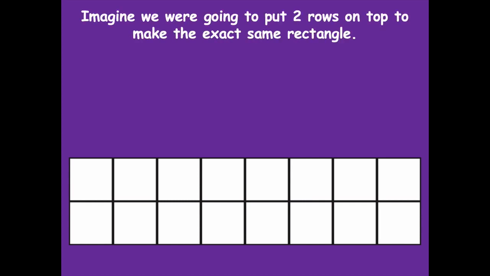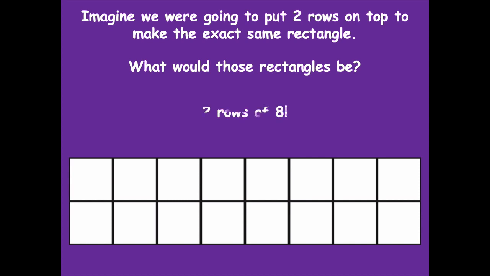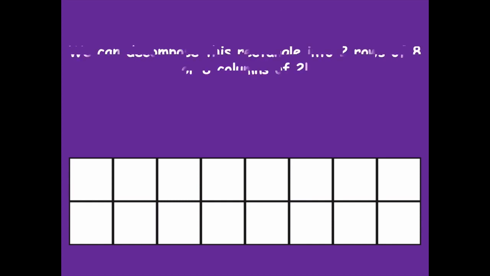All right, so imagine we're going to put two rows on top to make the exact same rectangle. What would those rectangles be? Yeah, two rows of eight, right? We would need the same thing again. All right, so we can decompose this rectangle into two rows of eight or eight columns of two. It's describing the same thing. One's just looking at columns and the other one's looking at rows.